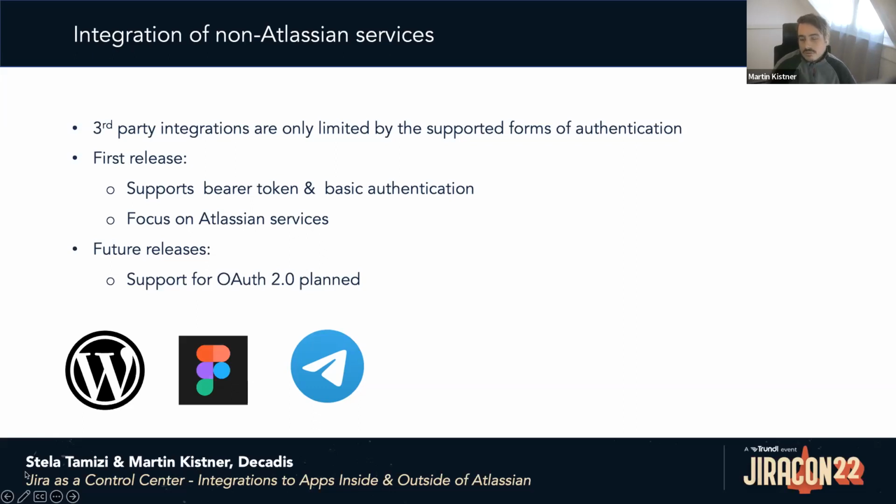And you might now wonder what services can I use just with Jira token and basic authentication. And I can tell you there are quite a lot of services already working. So you can basically publish a blog post in WordPress by using the REST API, or extract information out of Figma, or even send some messages out to Telegram.